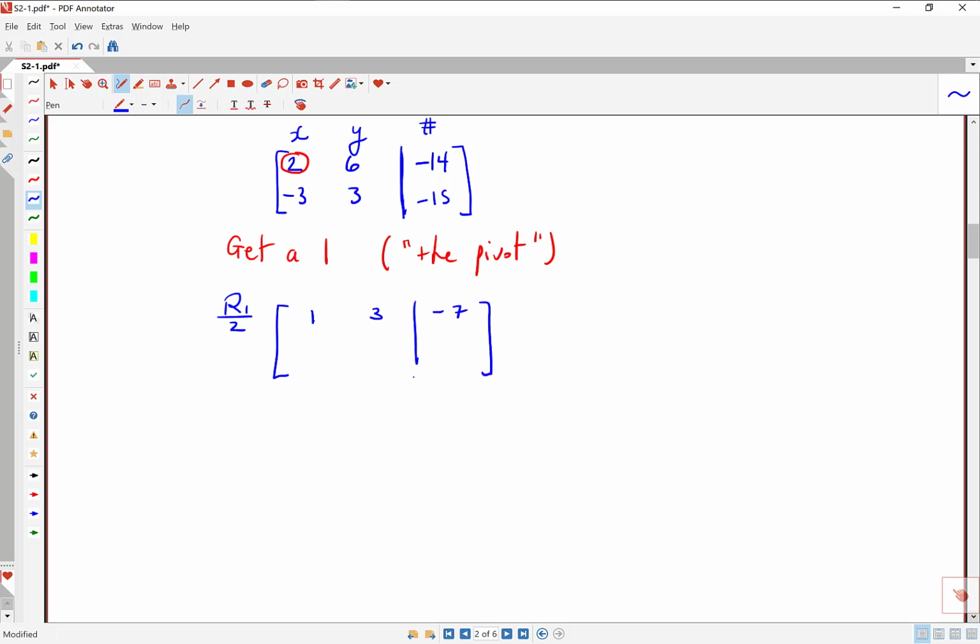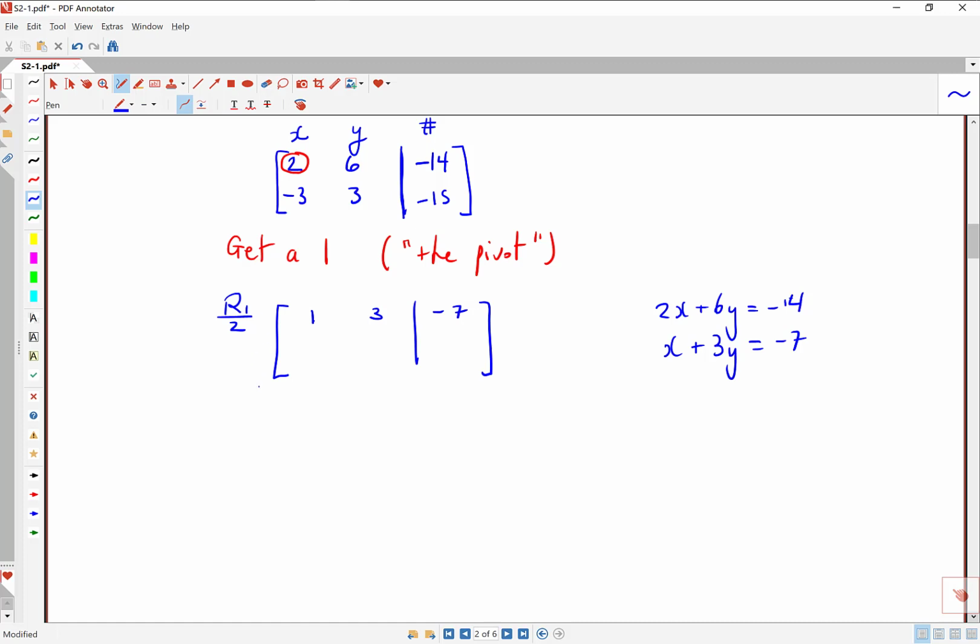-7. So that is like saying we have the equation 2x plus 6y equals -14. And we're allowed to divide both sides of an equation by 2. So we've just changed that equation by saying x plus 3y equals -7. So we've now got an equivalent equation. In the same way, all of the row operations that we perform on this matrix are just changing the way the system looks, but they're not changing the information that's encoded in the system.